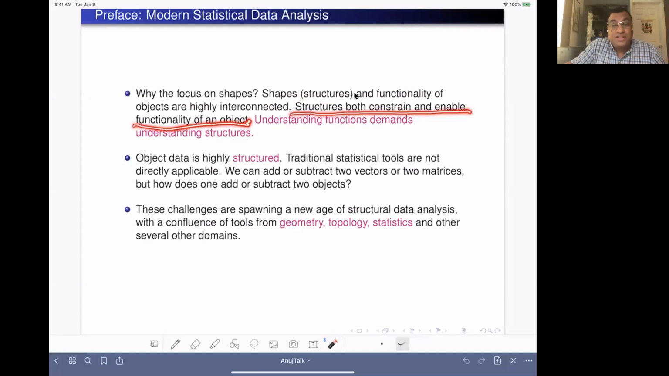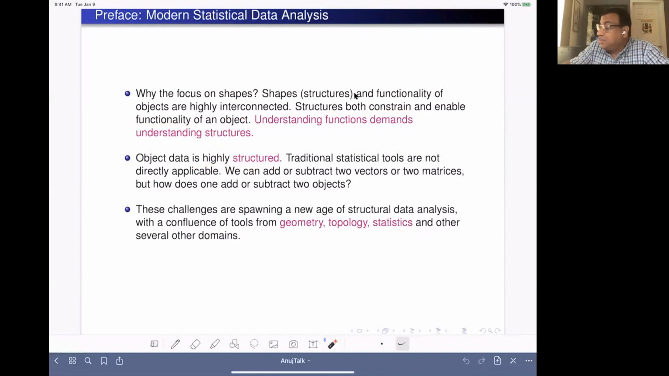Because of a certain shape of an object, it cannot do other things, but because it has this shape, it can do these things. And so structure and functionality go hand in hand, and to understand what roles these different biomolecules have in the larger system, we have to understand their structures. So this is the nature of the data that we are interested in. They are objects, and objects have shapes, and the shapes of objects are very highly structured.